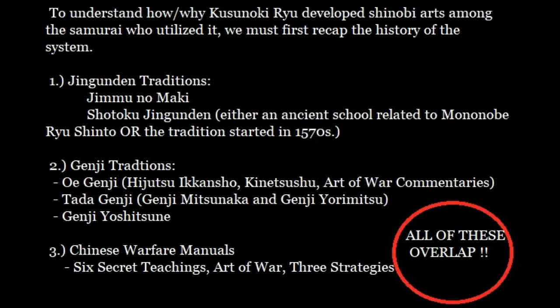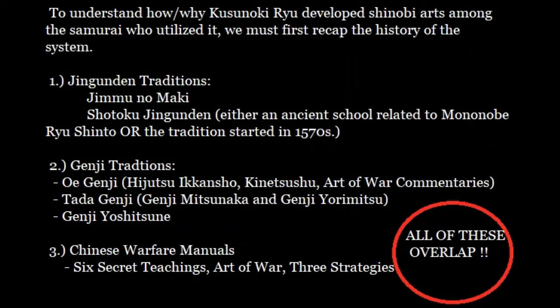That puts us into step 2, which is the Genji traditions, like Genji Jingunden as well. Here we have the Oe Genji with their documents such as the Hijitsu Ikansho, the Kinitsushu, Art of War commentaries, etc. Then we have the Tada Genji, which is basically all the material from Genji Mitsunaka and Genji Reimitsu, etc. And this even contains material surrounding figures such as Genji Yoshitsune.